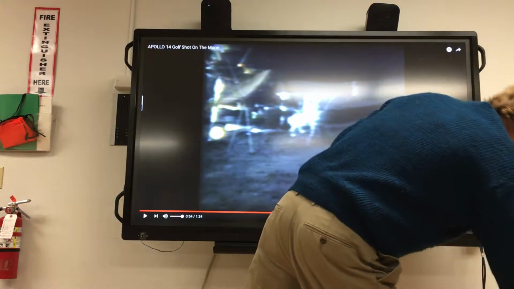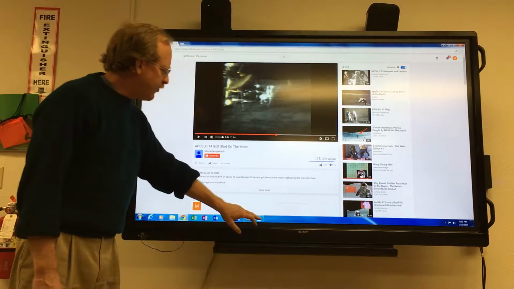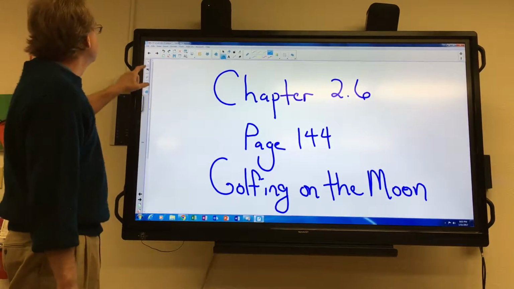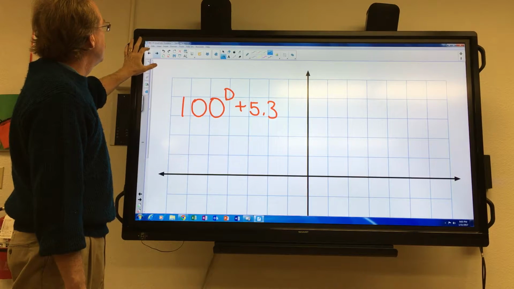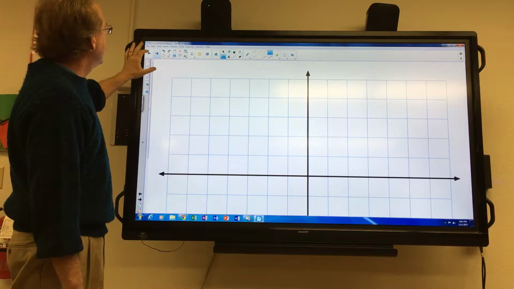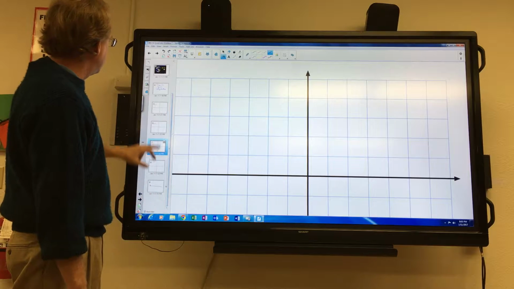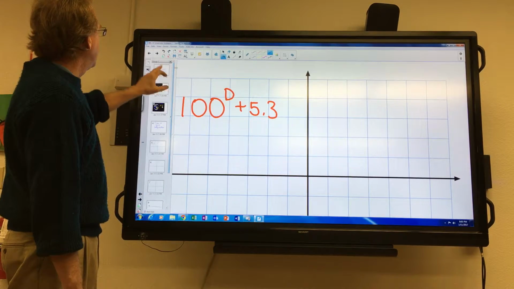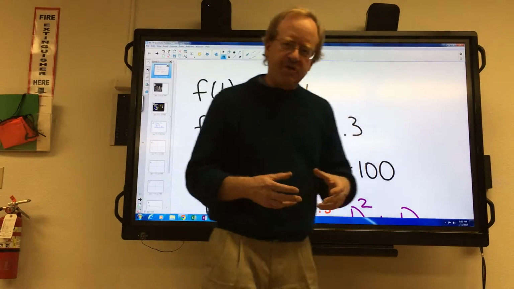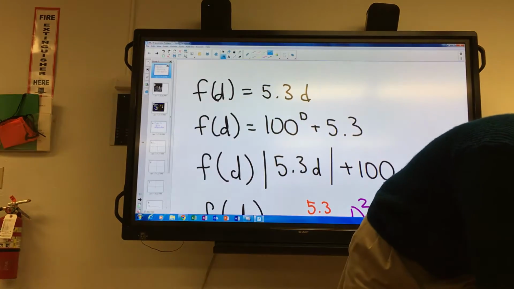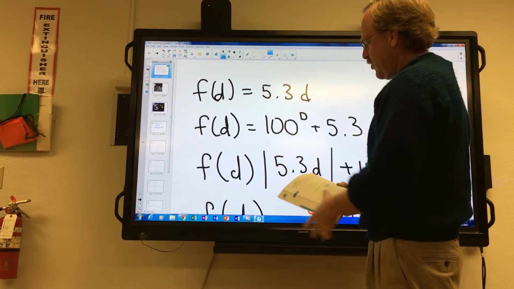So let's take a look at the problem that you were given on page 144. There we go. You're given a description, one of those word problem things, and you're supposed to figure out what function is the correct function for that word problem.